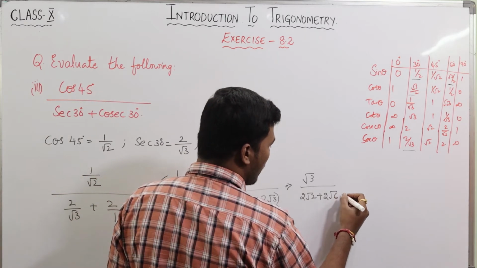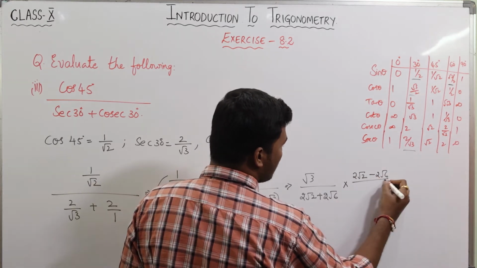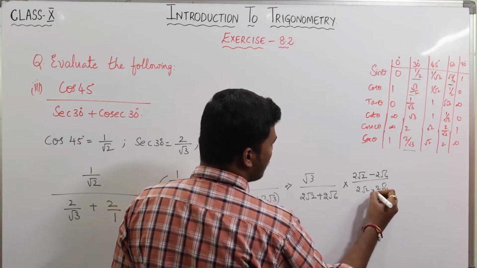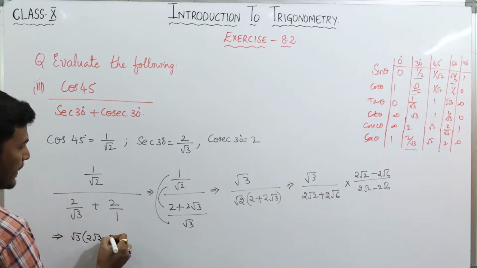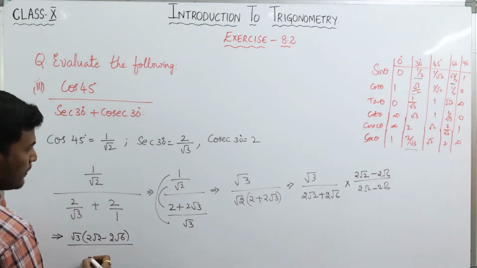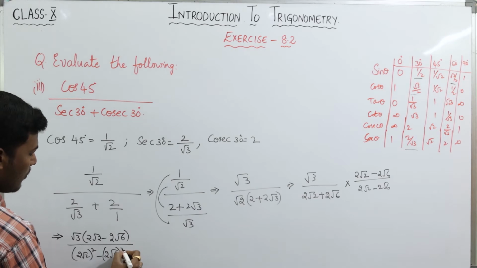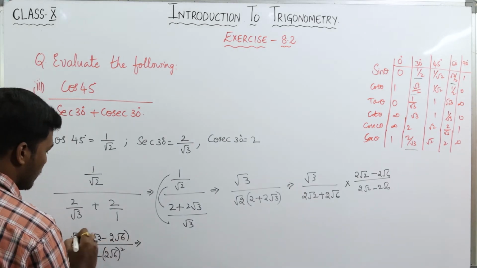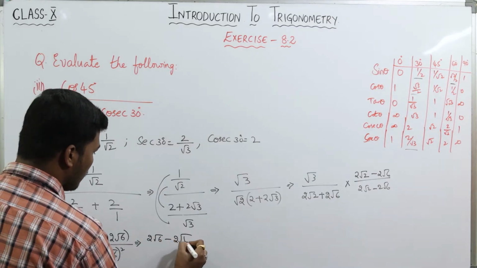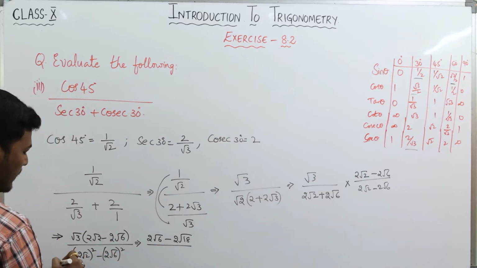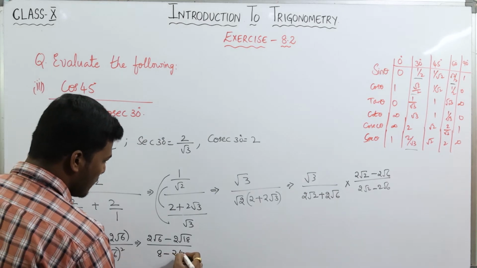You can also rationalize the denominator, that is multiply and divide with 2 root 2 minus 2 root 6 by 2 root 2 minus 2 root 6. It will become root 3 into 2 root 2 minus 2 root 6 by 2 root 2 whole square minus 2 root 6 whole square. This implies 2 into root 6 minus 2 into root 18 by 2 square is 4, 4 2s are 8, minus 2 square is 4, 4 6s are 24.